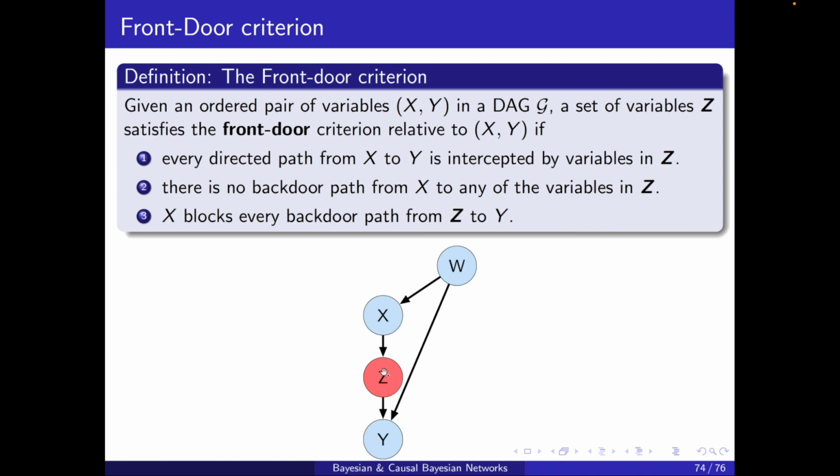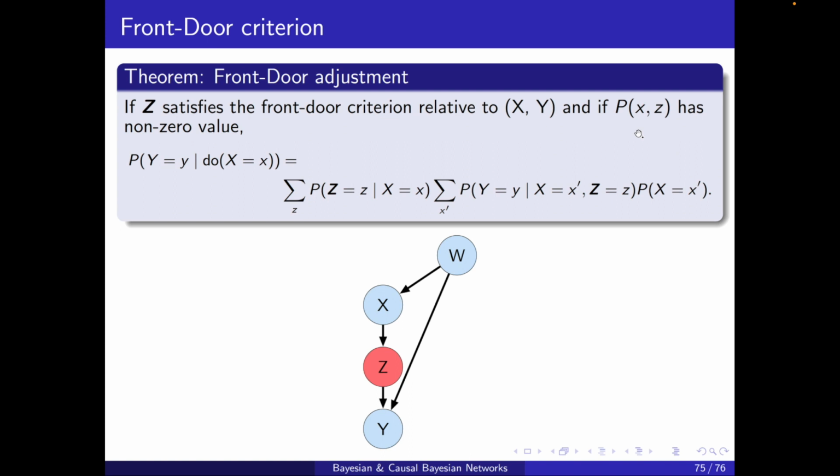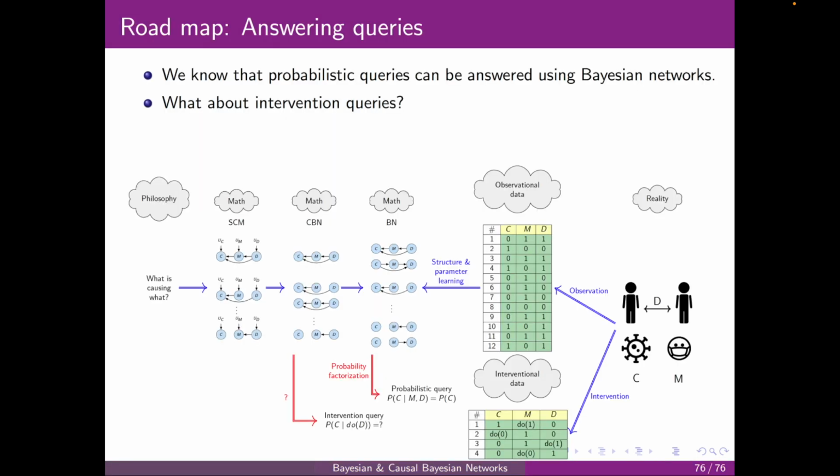Here. If all of these are satisfied, and if P of x and z has a non-zero value, then the intervention query can be answered in this form. All of these are observed or observable variables. Okay, again, this is not something in addition to the do calculus, but it can be handy in some situations. To summarize, back to our roadmap, we now focus on the CBN.